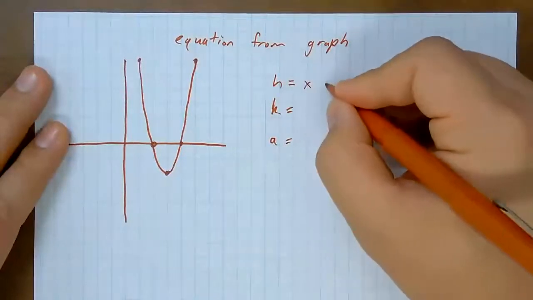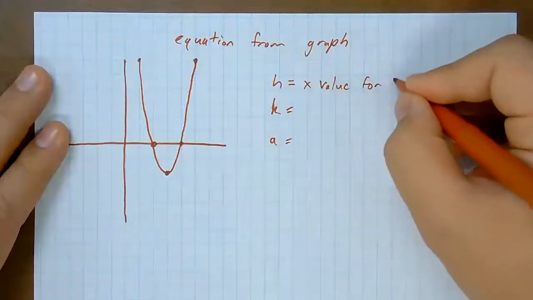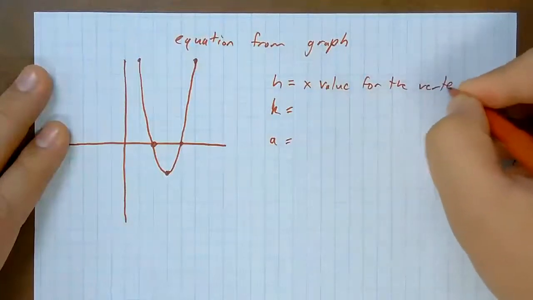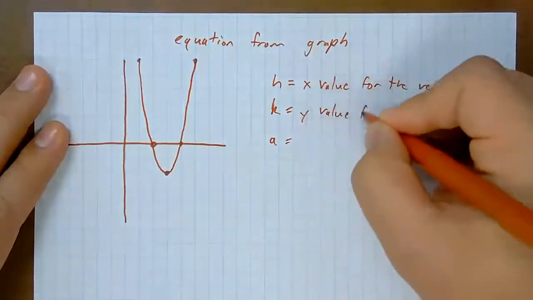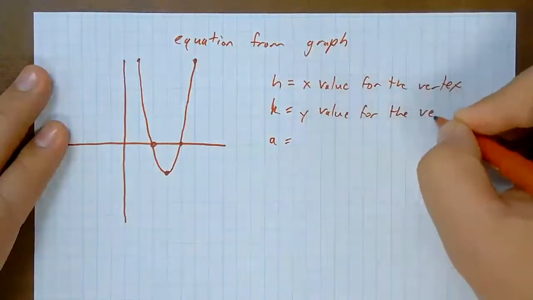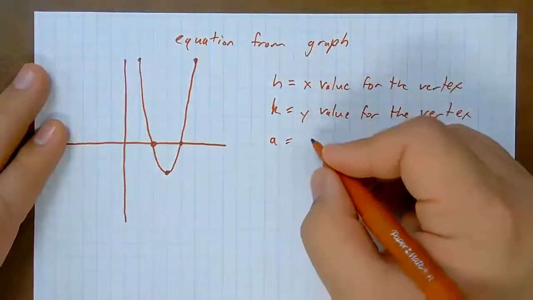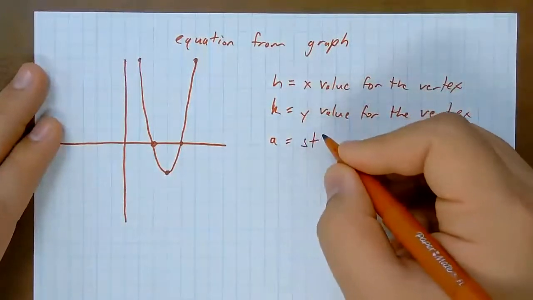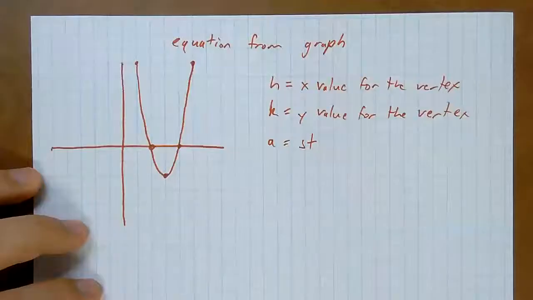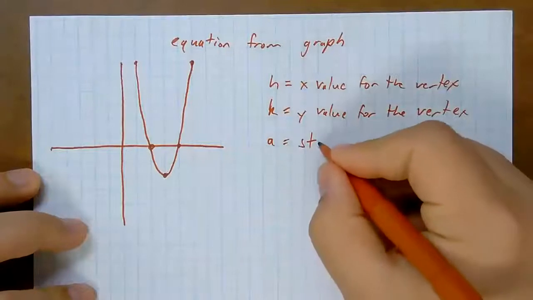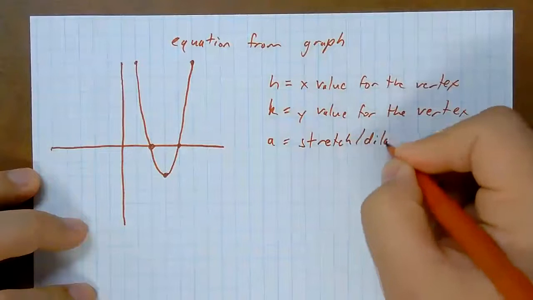Remember, h, that is the x value for the vertex. Okay. K is the y value for the vertex. And A is our stretch, it's our dilation. As I was saying, A is our stretch, our dilation.